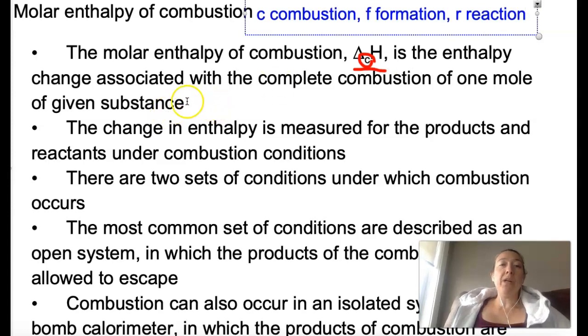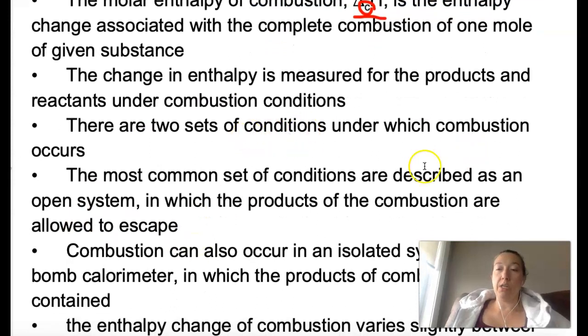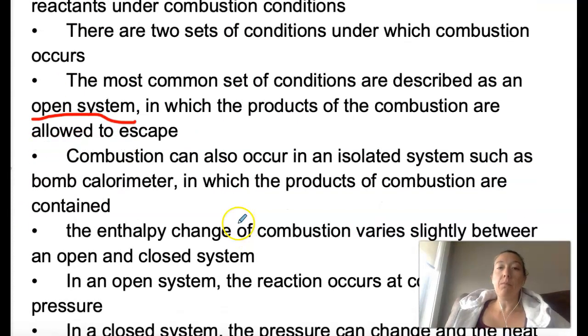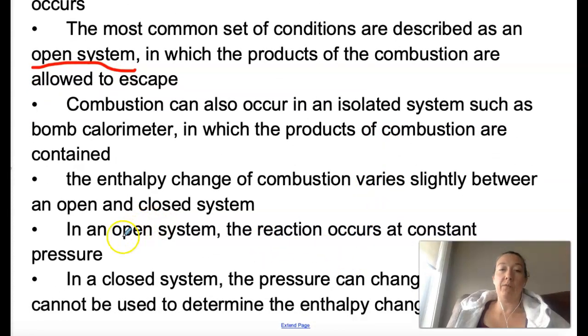When we are specifically talking about molar enthalpy of combustion, we are talking about if you burned 1 mole of whatever that hydrocarbon is, how much energy would be involved. When we are talking about combustion, there are 2 different sets of conditions: the open system, or the closed or isolated system. The biggest difference is going to be the states of water.